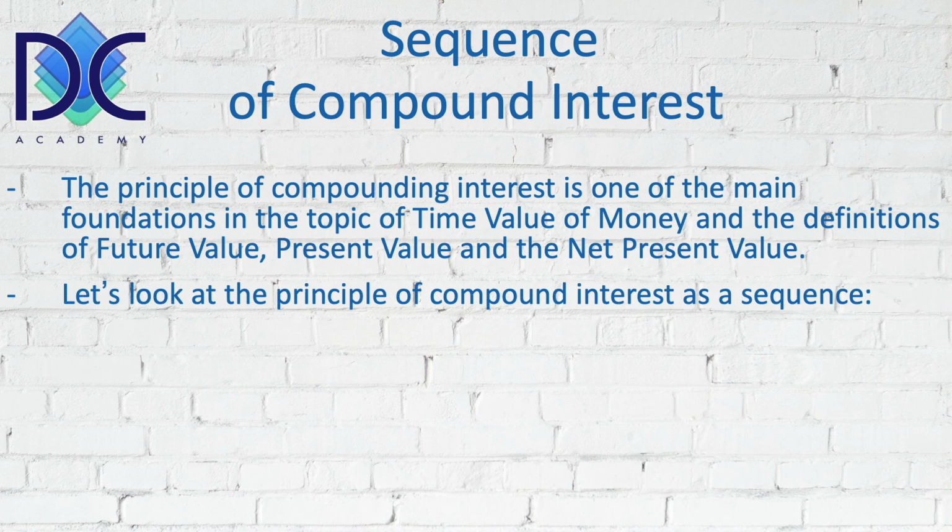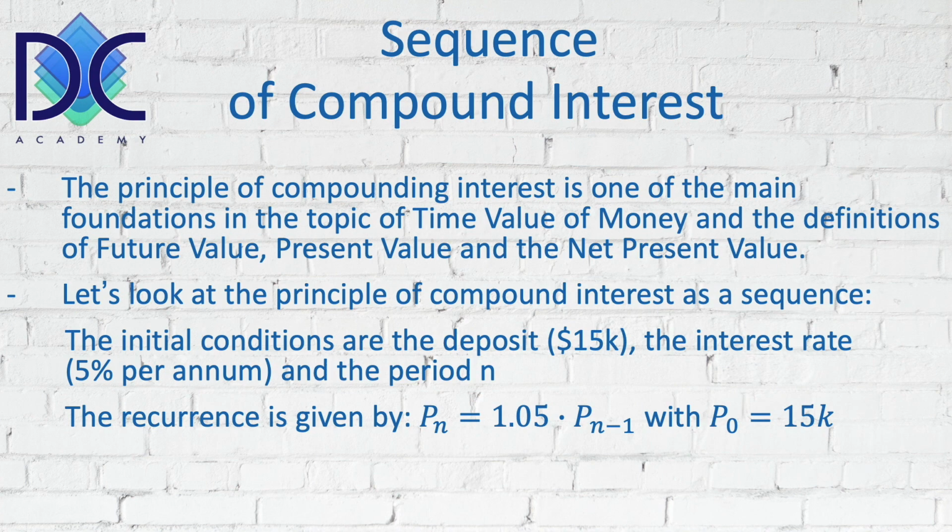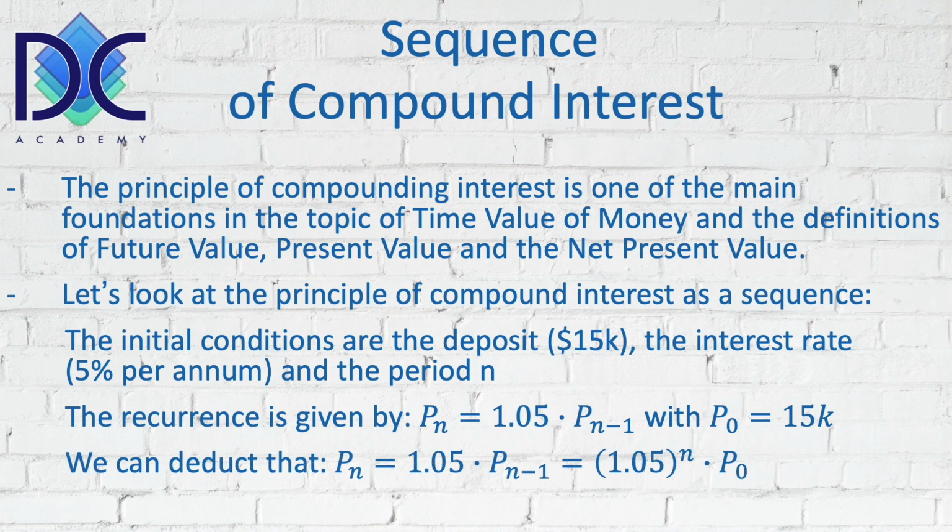Now, when we look at the principle of the compound interest as a sequence, we will do that using an example. Let's say the initial conditions are, first of all, the deposit, which is $15,000, 15K. We have an interest rate of 5% per annum, per year, and we have the period that we are considering, N. So we want to know what happens with the compound interest at period N. The recurrence is given by the principal at period N, which is equal to 1.05 times the principal at the previous period. We start with P0 equal to 15K, and from this we can basically deduce that P_n is 1.05 times P_(n-1), but that it's also equal to 1.05 to the power N times P0.